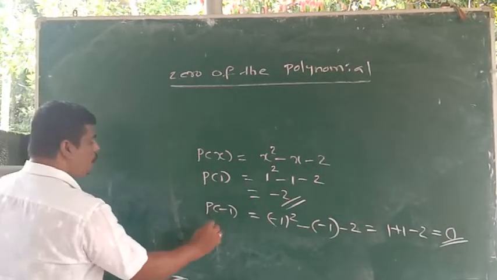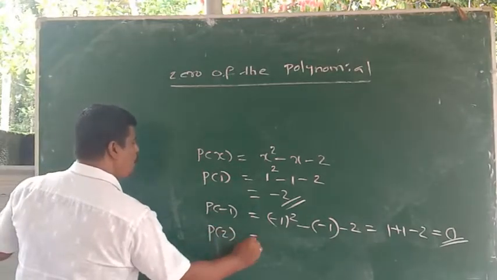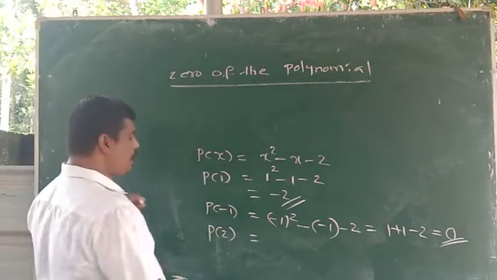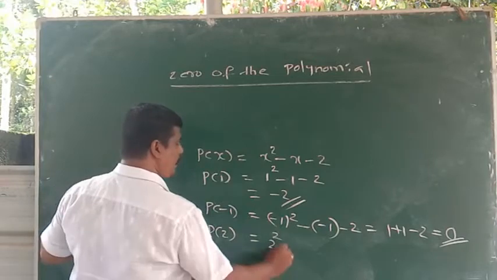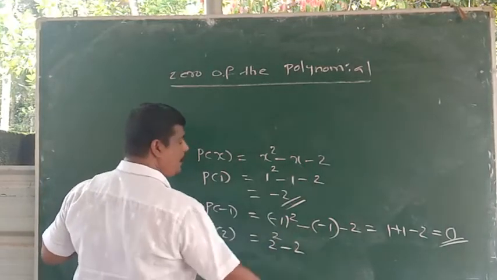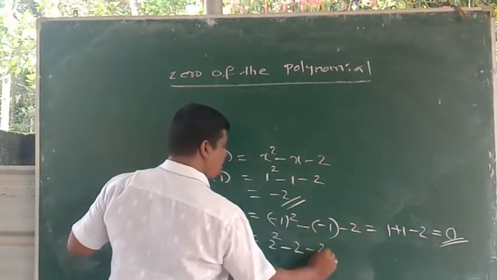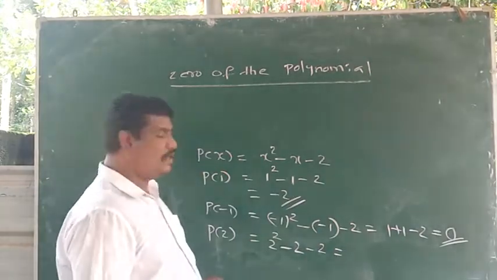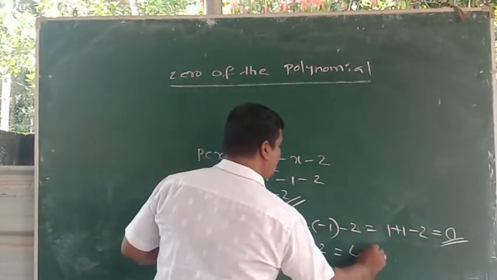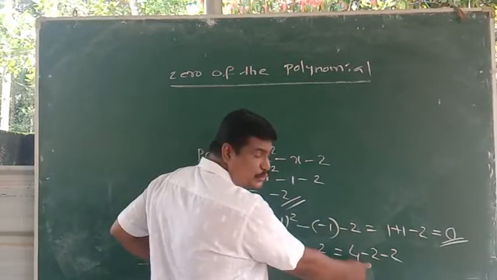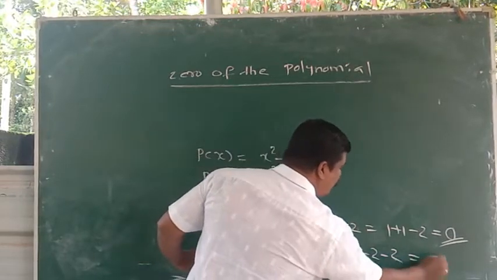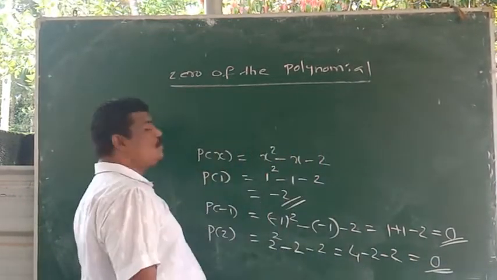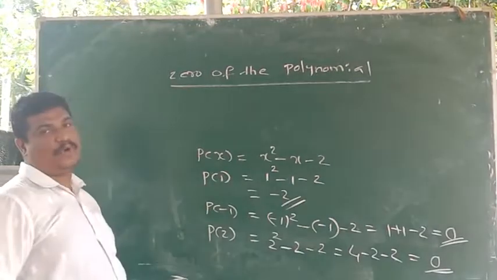Next, what is p of 2? P of 2: 2 square minus x, x becomes 2, so minus 2, again minus 2. What is 2 square? 4 minus 2 minus 2. 4 minus 2, 2. 2 minus 2, 0. This value is 0. So, zero of the polynomial.